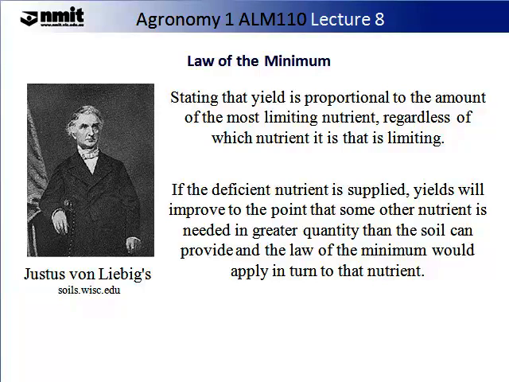He introduced the law of the minimum. This states that yield is proportional to the amount of the most limiting nutrient, regardless of which nutrient it is that is limiting. If the nutrient deficiency is supplied, yields will improve to the point where some other nutrient is needed in greater quantity than the soil can provide, and the law of minimum would apply in turn to that nutrient, and so on.